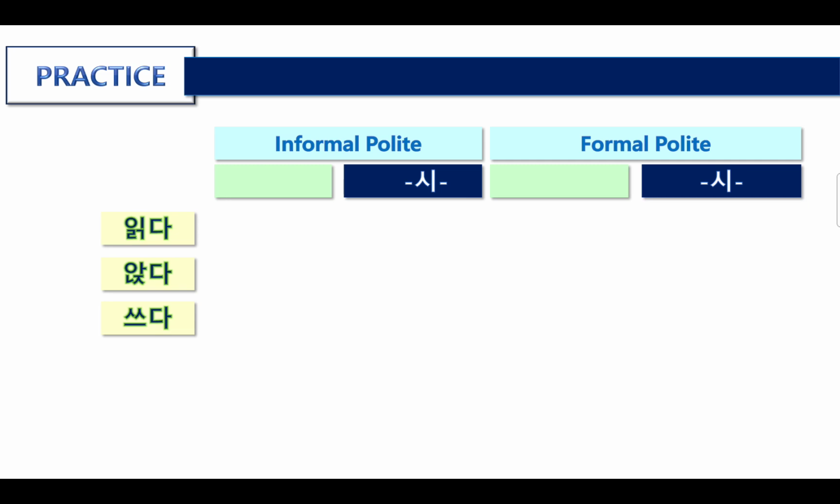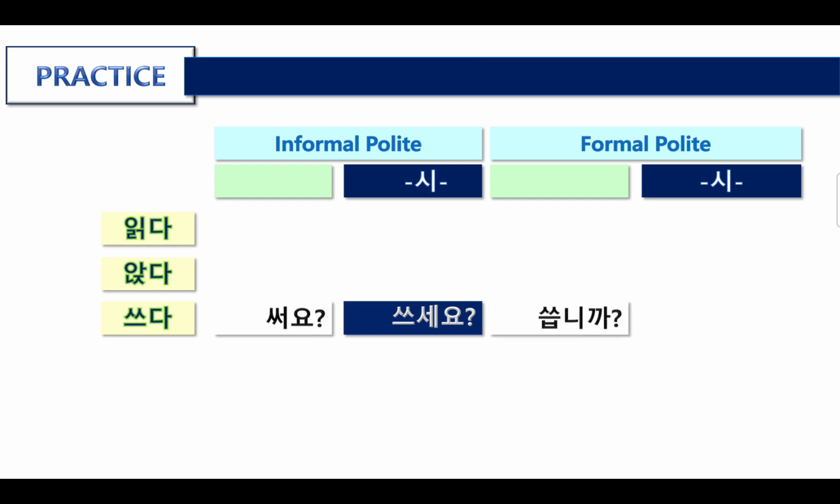쓰다, write. Whenever you meet ㅡ, you need to remember ㅡ omission. ㅡ is omitted before another vowel. So when ㅡ meets another vowel, it is omitted. So 쓰다 plus 어요, ㅡ is omitted, 써요. And plus 시, so 쓰세요. Here, ㅡ is not omitted because it meets 시. Do you understand? When ㅡ meets 시, it doesn't omit, so 쓰세요. And formal polite, 씁니까, and 쓰십니까?